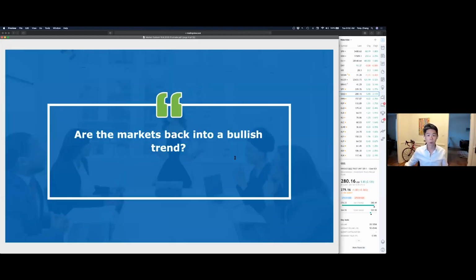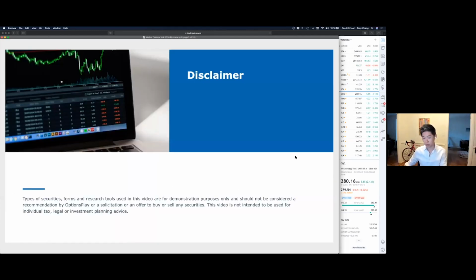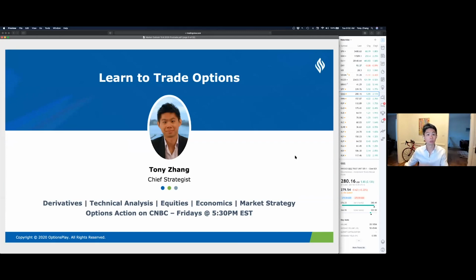But the primary question that a lot of investors are currently asking is really, are markets back in this bullish trend? We've been in a very strong bull market since the March lows, and we've seen a bit of a pause here since the beginning of September. And now we're starting to retest those resistance levels. So the question is, have we started to resume that bullish trend?